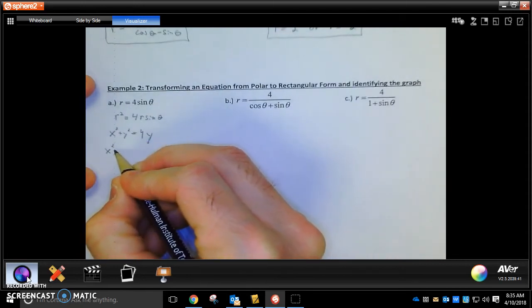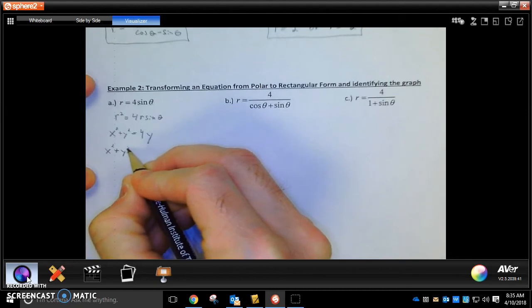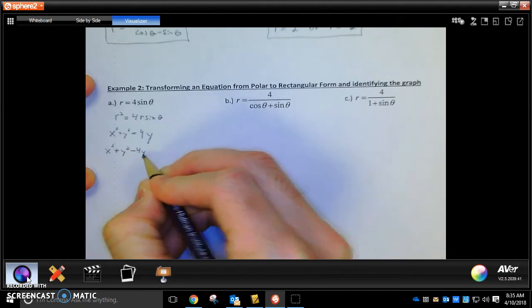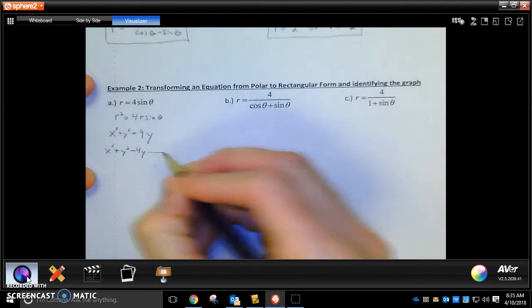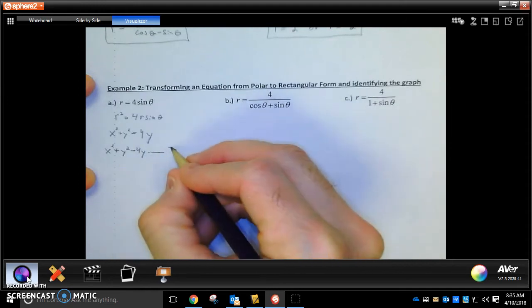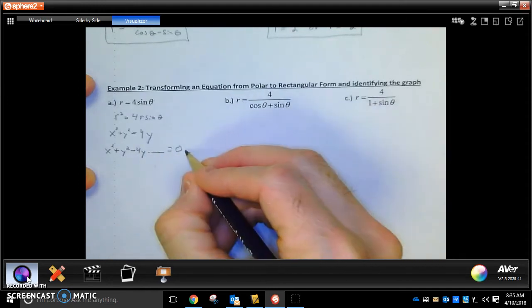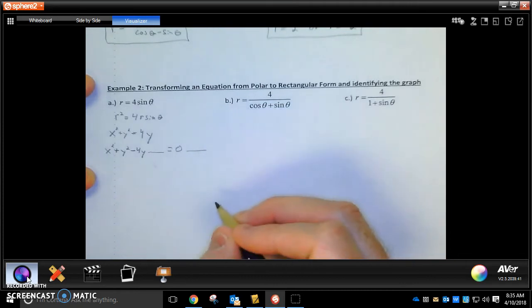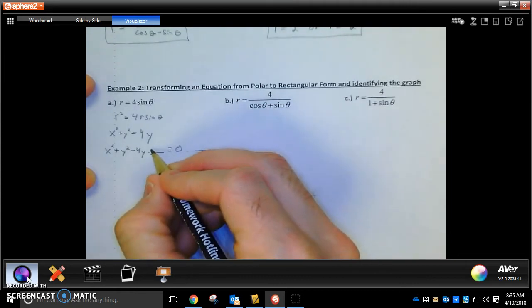So x squared plus y squared minus 4y, then we're going to leave a blank because we're going to complete the square on this, equals 0, and then we're going to leave a blank over here as well. Now, what's going to go in the blank?